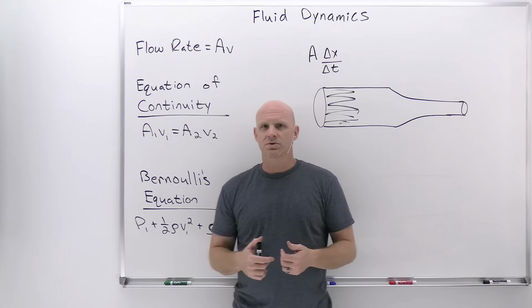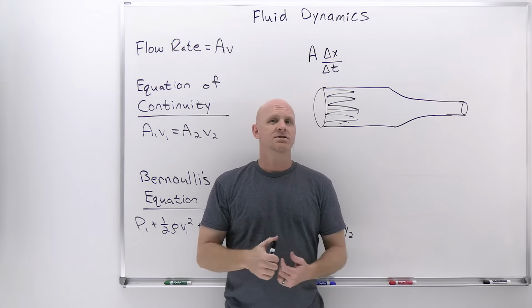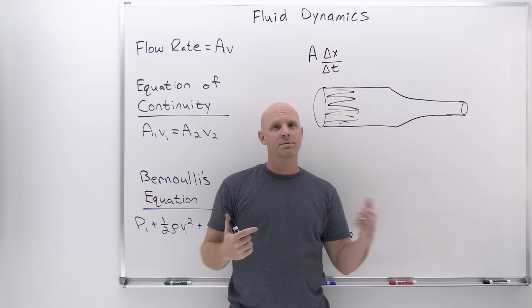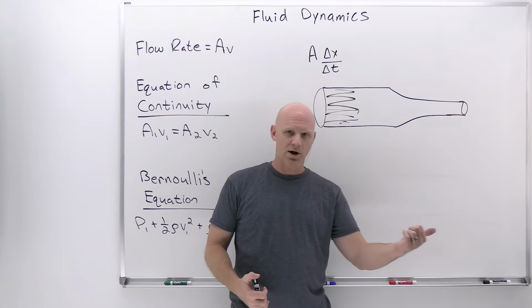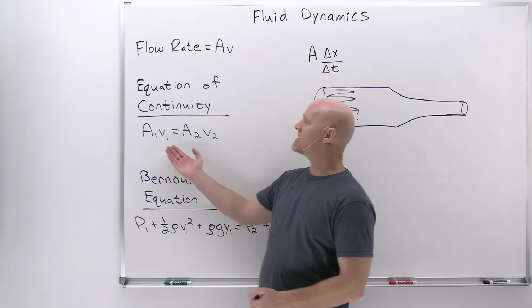The only way this could not be true is if you're flowing this through a hose and all of a sudden it ballooned up in the middle. Before it popped or something like that, for a brief second, what was flowing in might not be flowing out. But once it normalized again, anything flowing into that hose has to flow out the other end at exactly the same rate. So that's our equation of continuity.